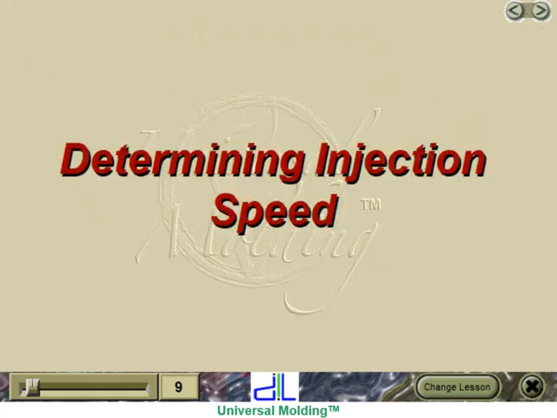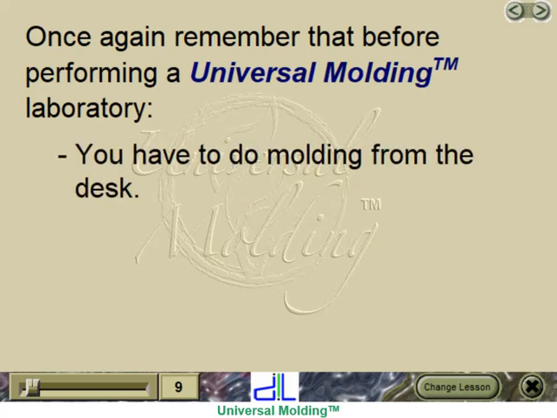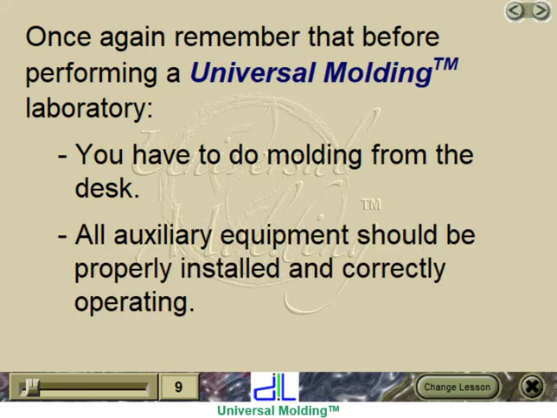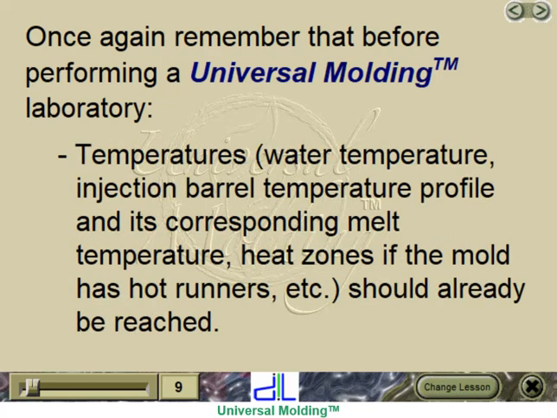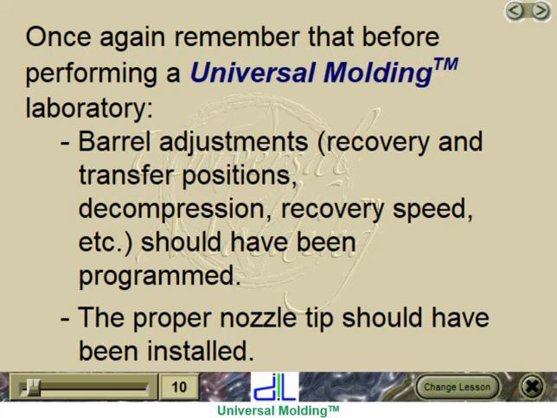Determining injection speed. Once again, remember that before performing a universal molding laboratory, you have to do molding from the desk. All auxiliary equipment should be properly installed and correctly operating. Temperatures, water temperature, injection barrel temperature profile, and its corresponding melt temperatures, heat zones if the mold has hot runners, etc., should already be reached. Barrel adjustments, recovery and transfer positions, decompression, recovery speed, etc., should have been programmed. The proper nozzle tip should have been installed.